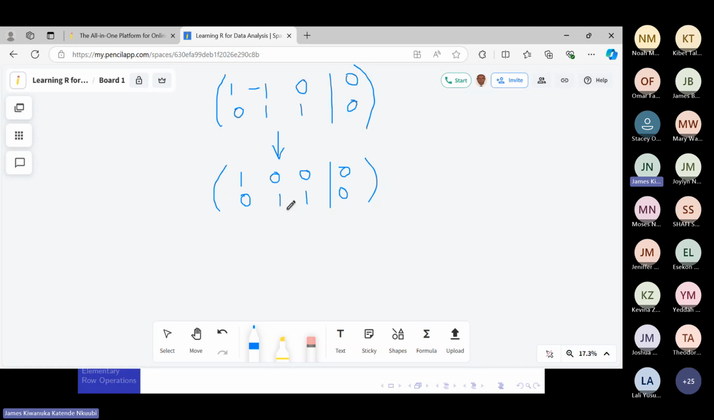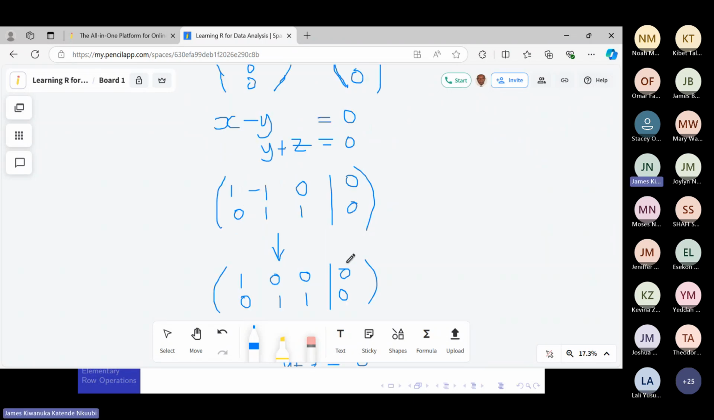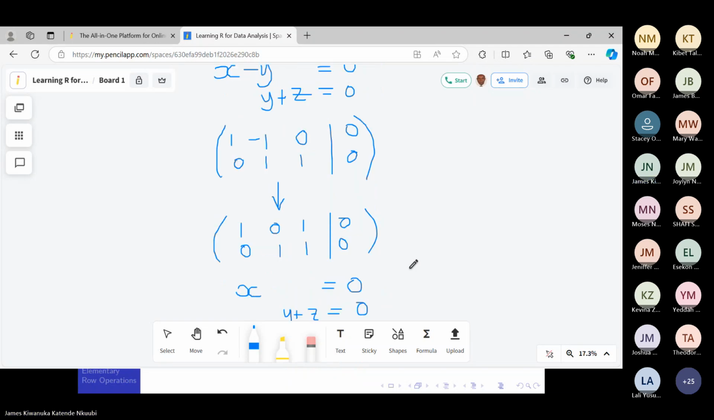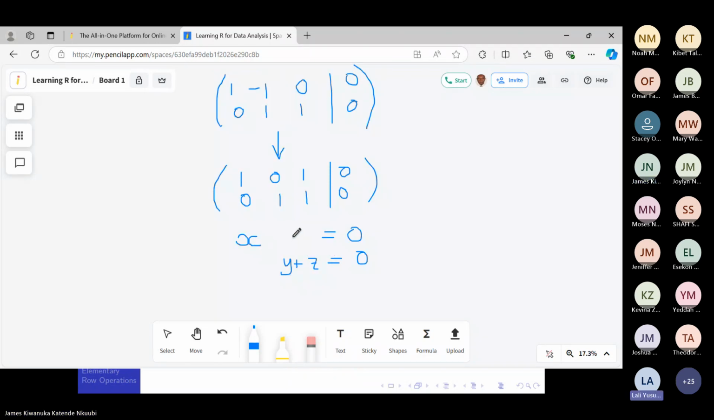So what do I have now? I have a new system, which is X, the others have coefficient 0. Then I have Y plus Z is equal to 0. I made a mistake on the first row. Oh yeah, we were adding. So this is 1. Thank you. That's fine now. So this then changes to X plus Z. I think now we are fine.